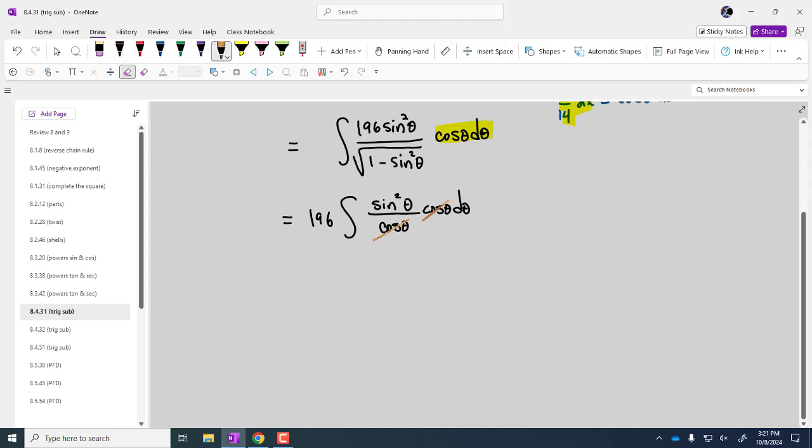And then these cosines cancel. So then we have sine squared, and we have to do the power reduction. So power reduction of sine squared, 196. We're going to do 1/2, so the half factors out. And then what's left? 1 minus cosine 2 theta. Great. Now we're ready to integrate.